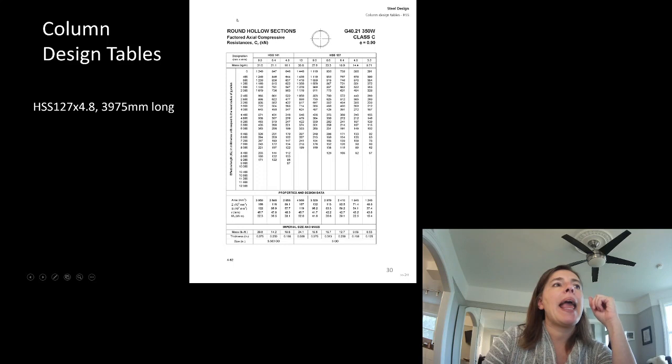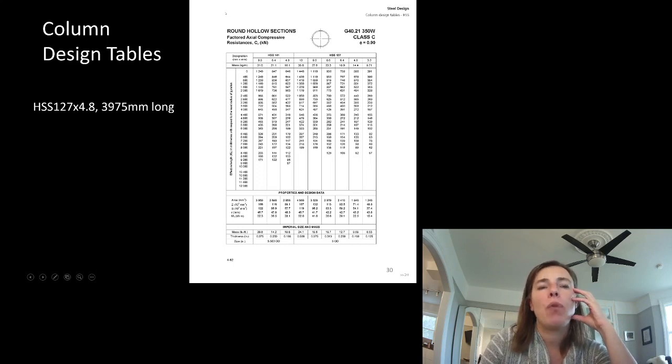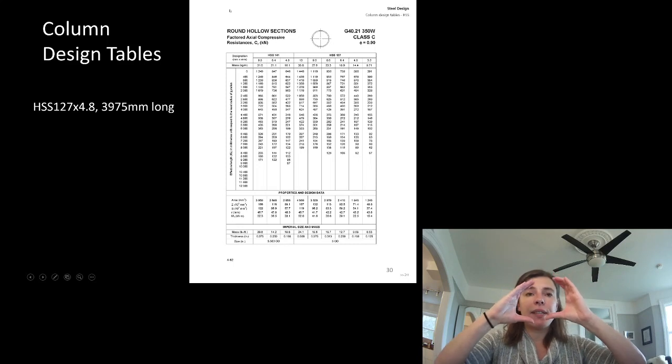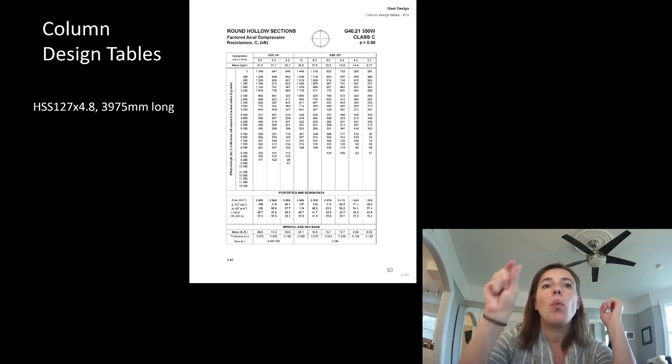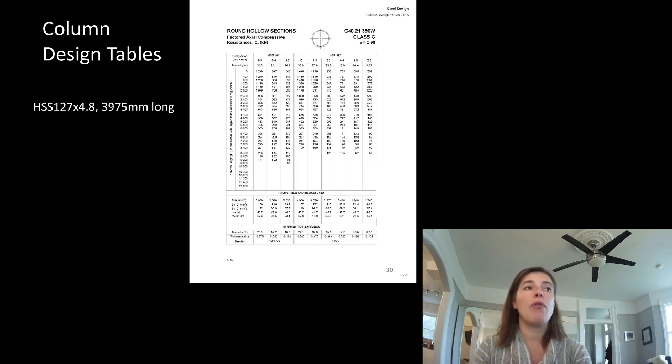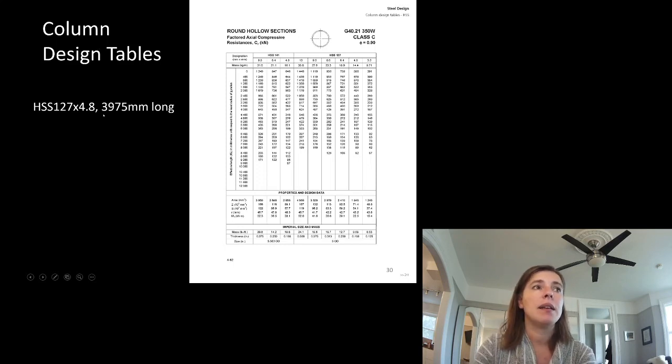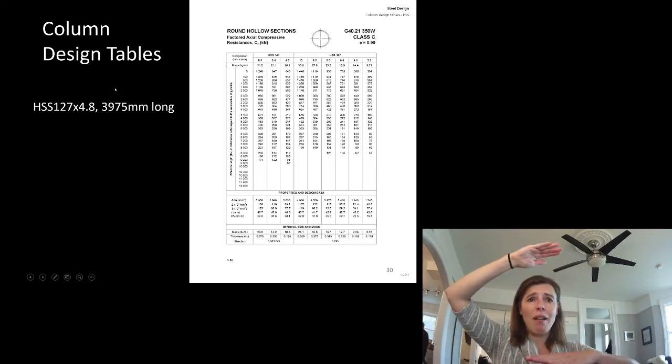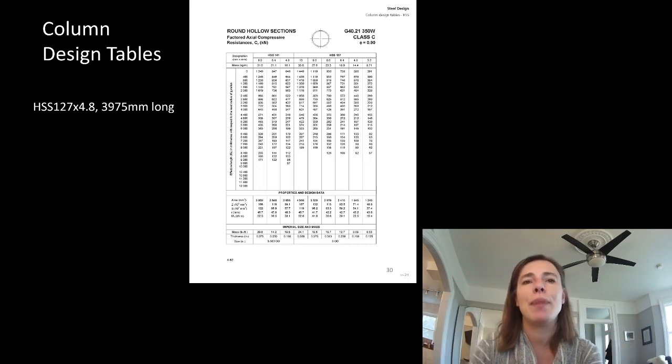Here we have an HSS 127 by 4.8. So it's a 127 millimeter diameter, a 5-inch diameter HSS with a 3/8-inch wall, or a 4.8-millimeter thick wall thickness. And we want to know what the compressive resistance, or the reduced capacity of this column is, at 3,975 millimeters long. So our column is 3,975 millimeters tall. We want to know what the compressive resistance is.